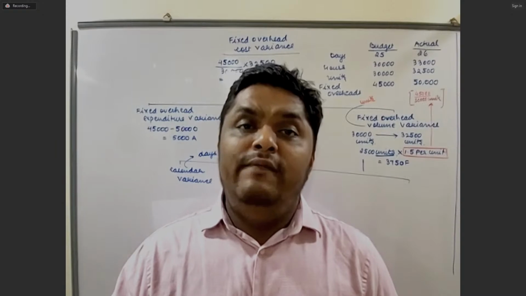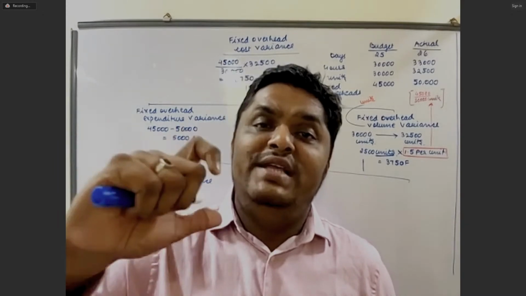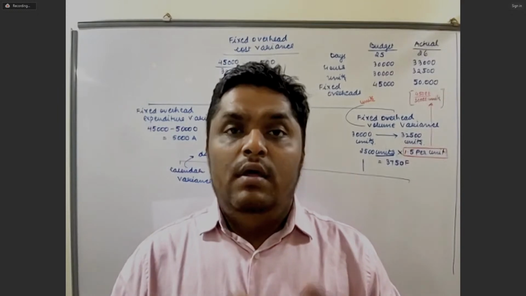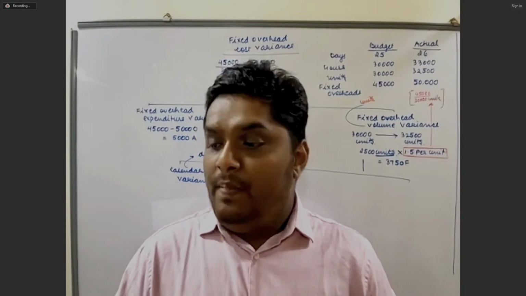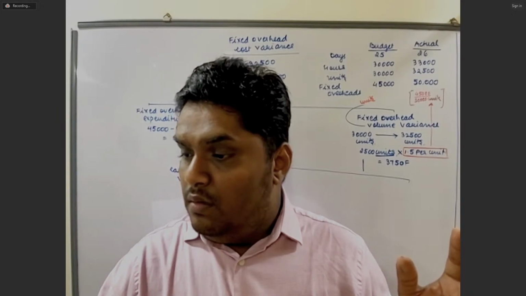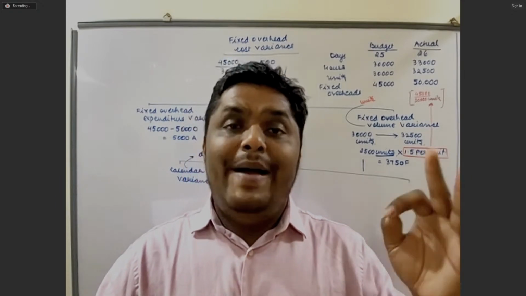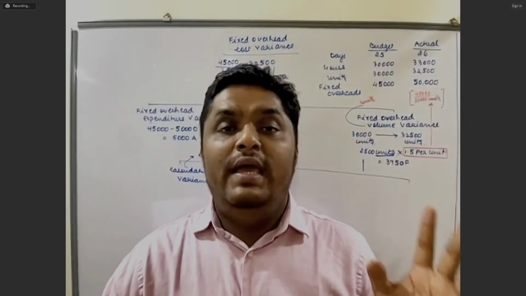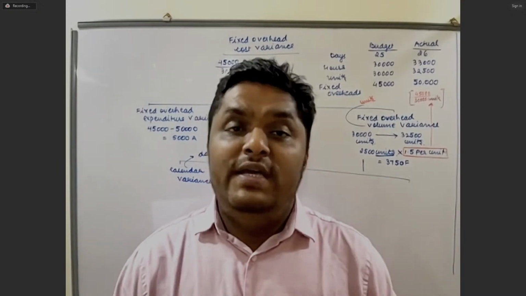When talking about calendar variance, guys, do listen carefully. Most of the students find it difficult whether the variance is adverse or favorable. So here, the management has targeted that you are supposed to be present for 25 days in office. Again, the management has targeted that my worker should work for 25 days in a month.